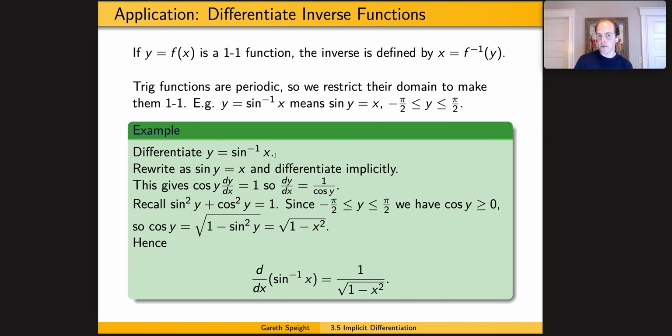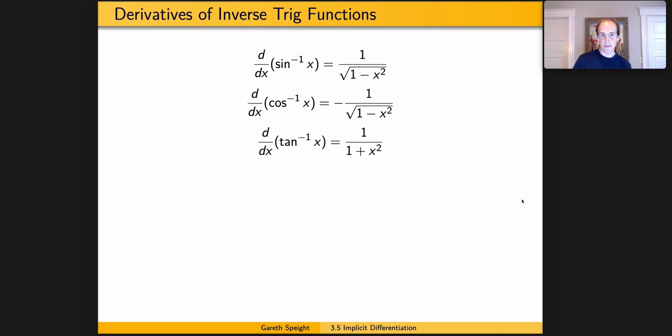If instead of y equals inverse sine we had y equals inverse cosine, we would write it as cosine y equals x, differentiate both sides and so on, and make sure we choose the right root. If we had y equals tan inverse x, we would have tan y equals x, differentiate both sides, we get secant squared y dy dx equals 1. Then we try to use an identity to write it back in terms of x and so on. So for all of them, the strategy is the same.